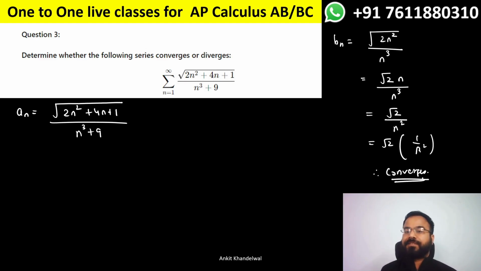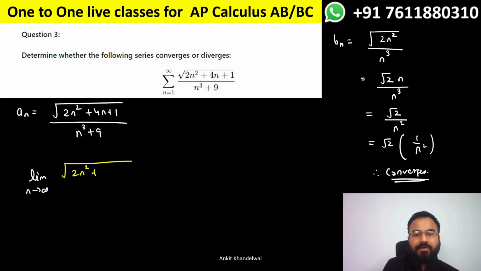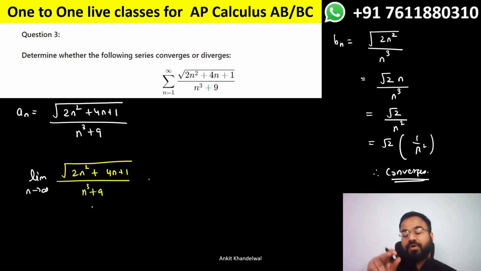Now we know it converges. So therefore we will calculate limit n goes to infinity of An divided by Bn. The An is the same thing, square root of 2n square plus 4n plus 1 divided by n cube plus 9, divided by the Bn. Bn is square root of 2 by n square. So when we are dividing by square root of 2 by n square, it will get reciprocal. It will become n square by square root of 2. Now we just have to calculate this limit.